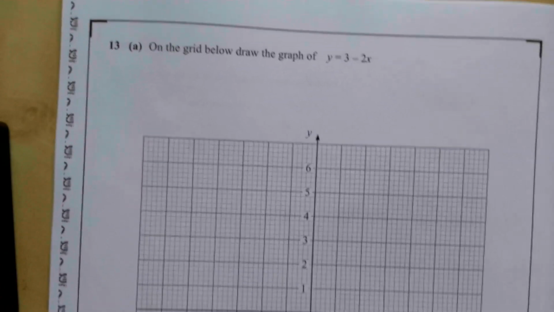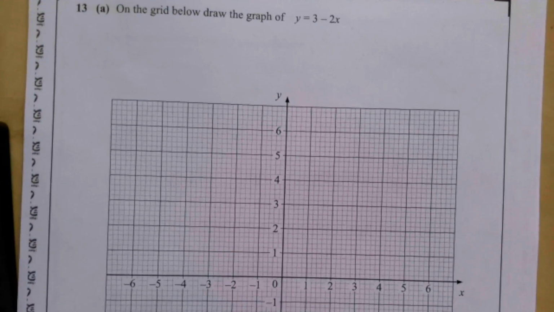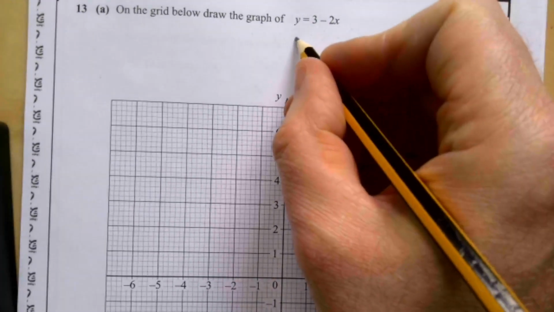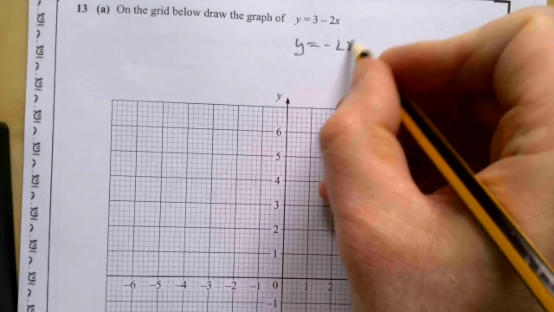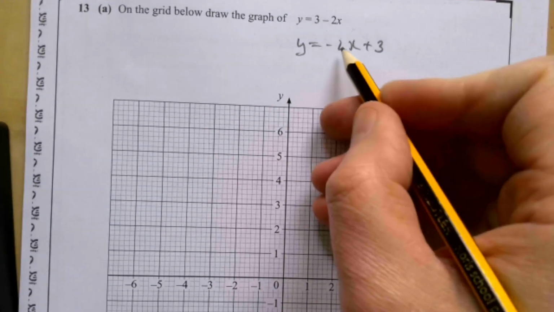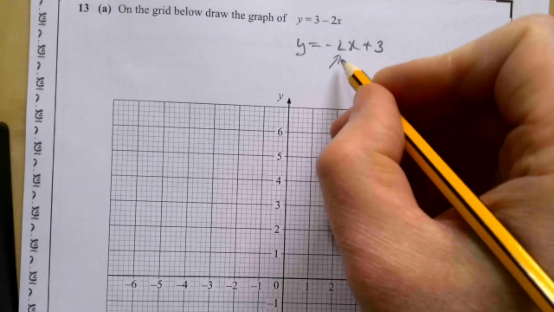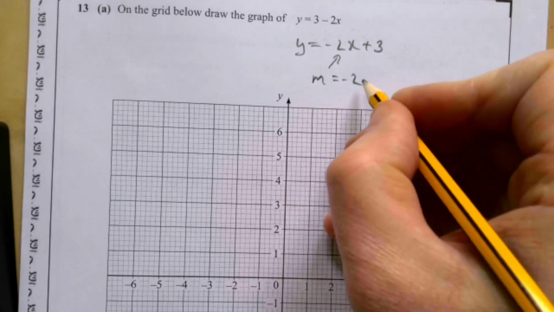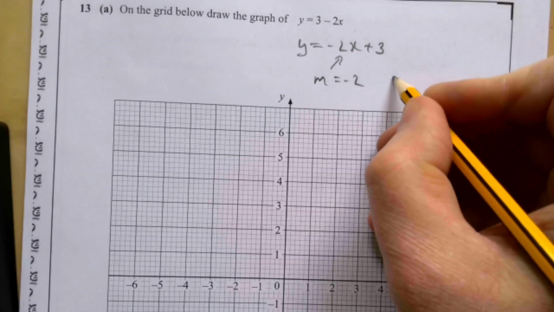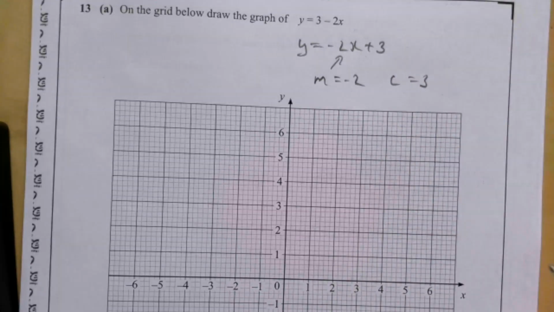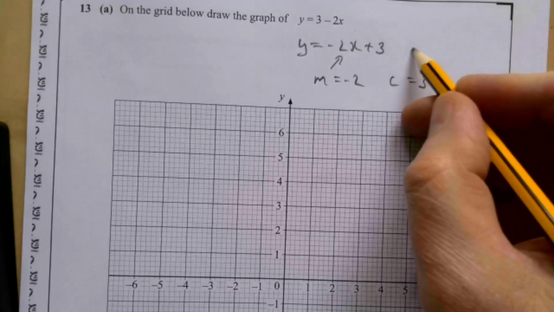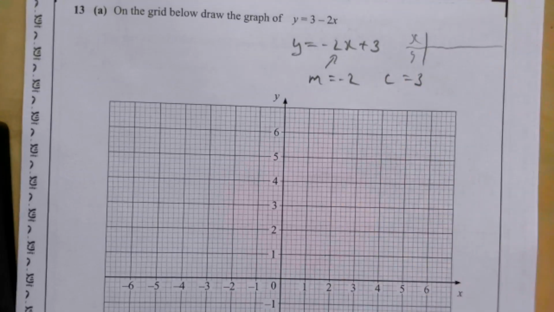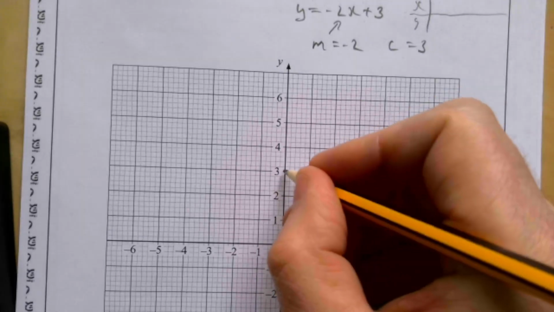On the grid below, draw the graph of y equals 3 minus 2x. So I'm going to rewrite that as minus 2x plus 3. It's exactly the same, but I just like it that way around. That tells me that the gradient, m, is minus 2, and that the y-intercept is 3. Now if you want, there's nothing to stop you making a wee table of values here, taking numbers for x and y, subbing in and plotting it. That's totally fine, but I'm going to do it this way here.